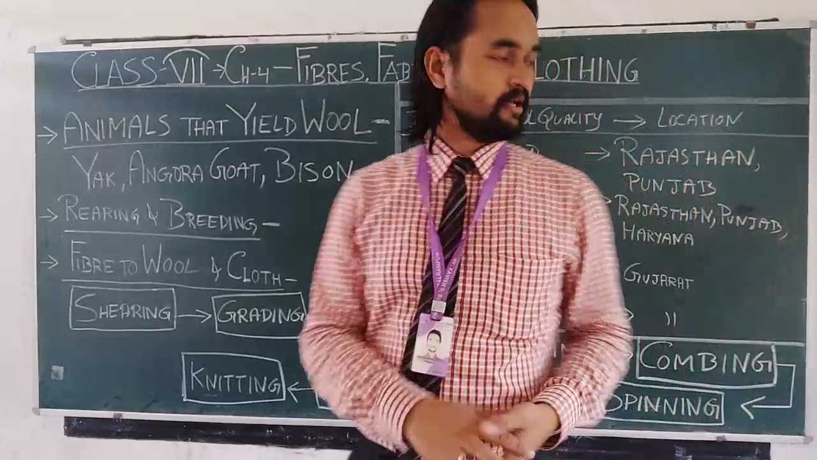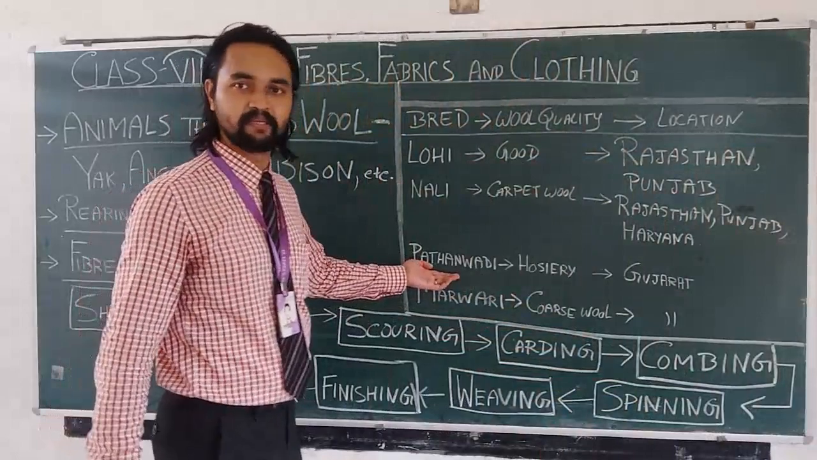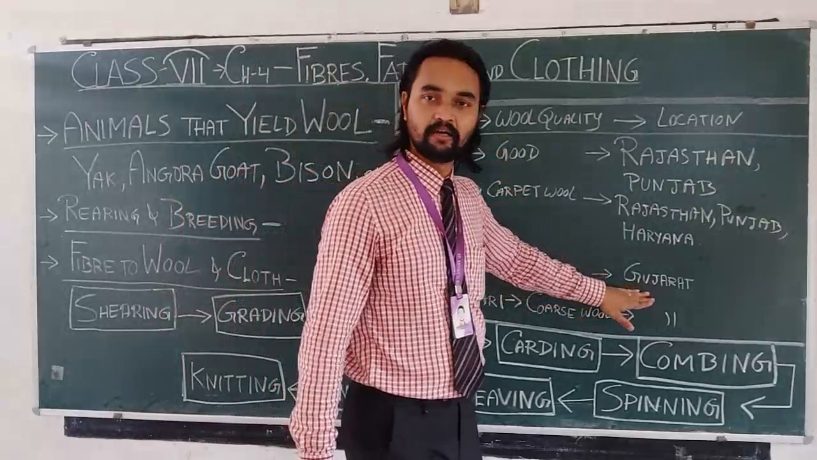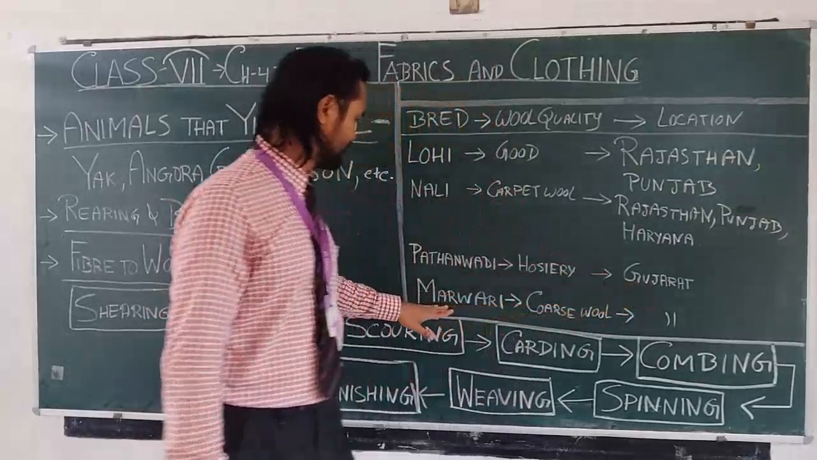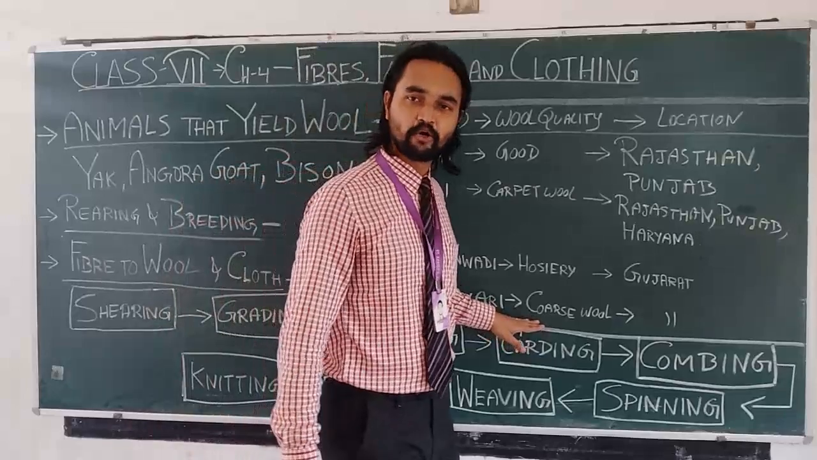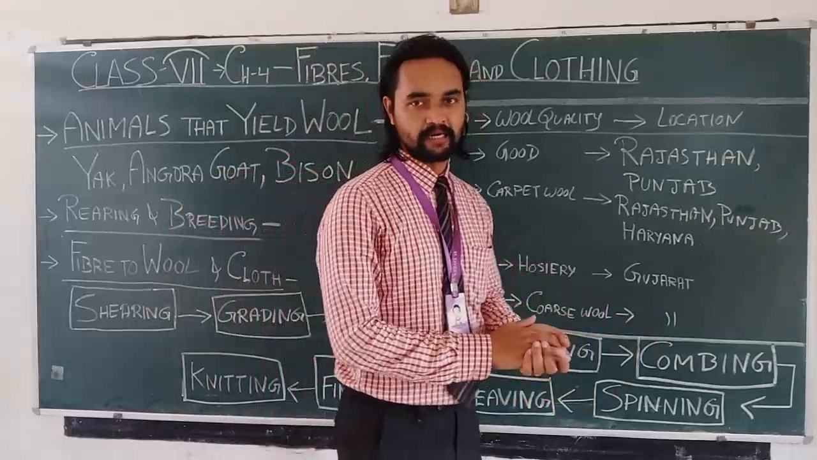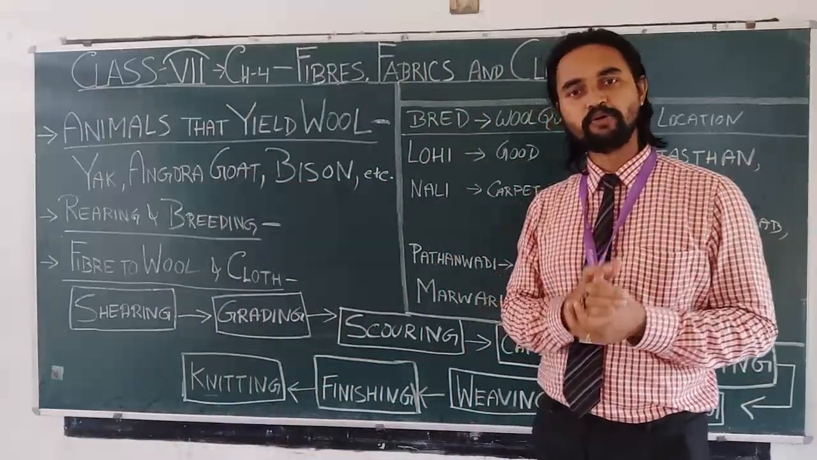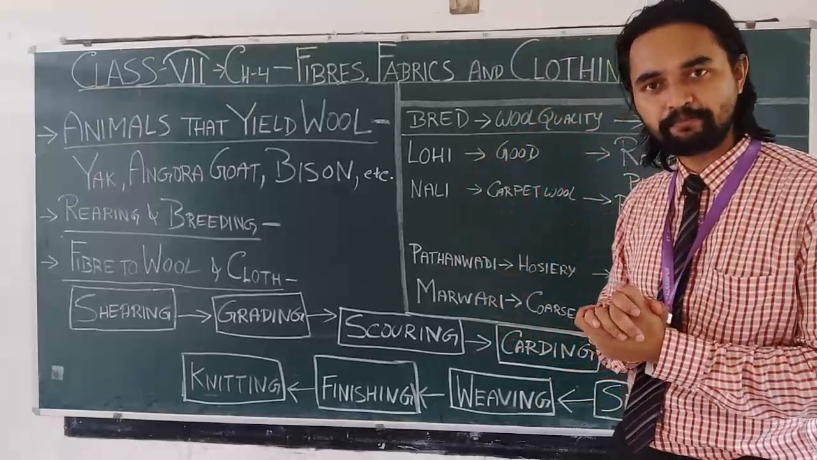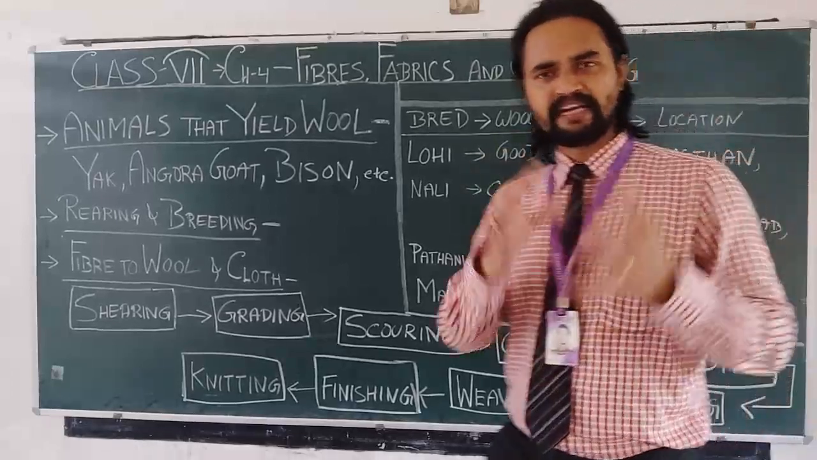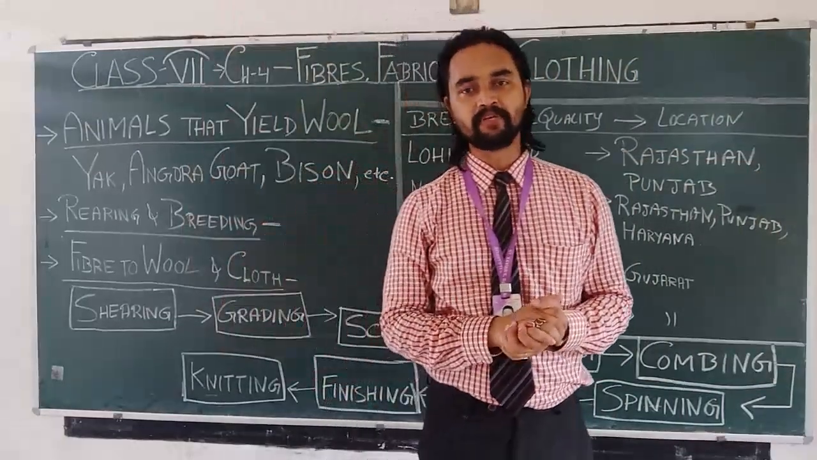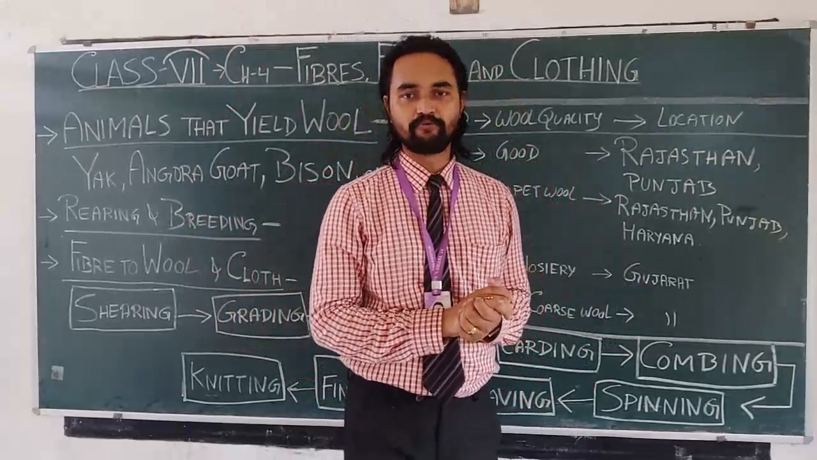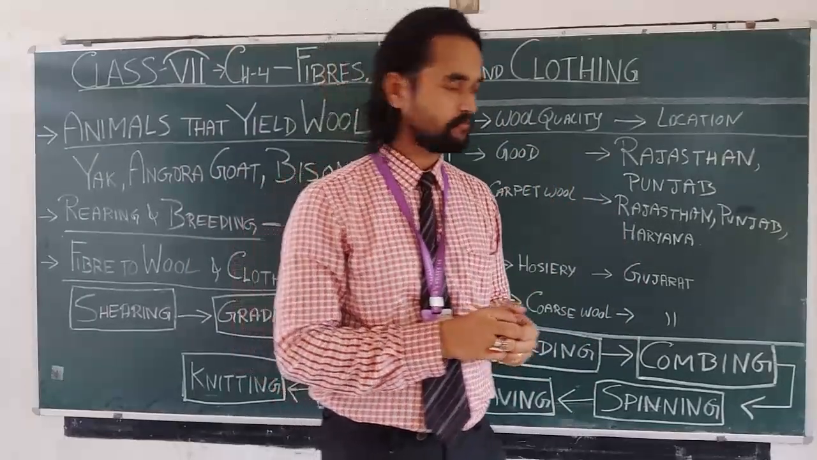Next breed is Pathanwadi. The wool is used for hosiery purposes and it is found in Gujarat. Next Indian breed is Marwari. It provides us coarse wool. It is also found in Gujarat. So there are different qualities of wool we get from different breeds of sheep. Some are Indian, some are foreign breeds, some are exotic breeds. Different types of breeds are available from which we can obtain the wool.